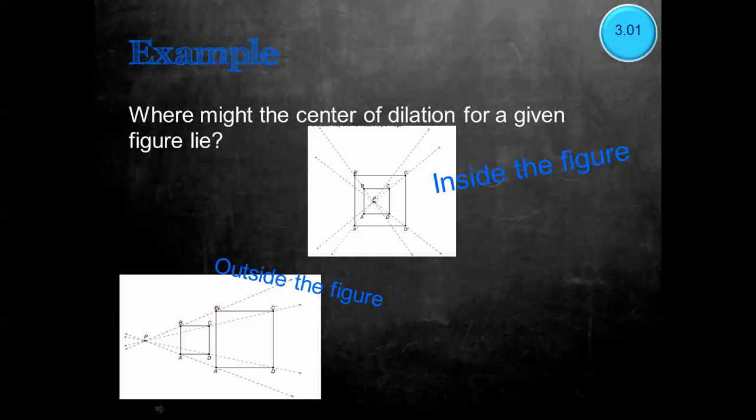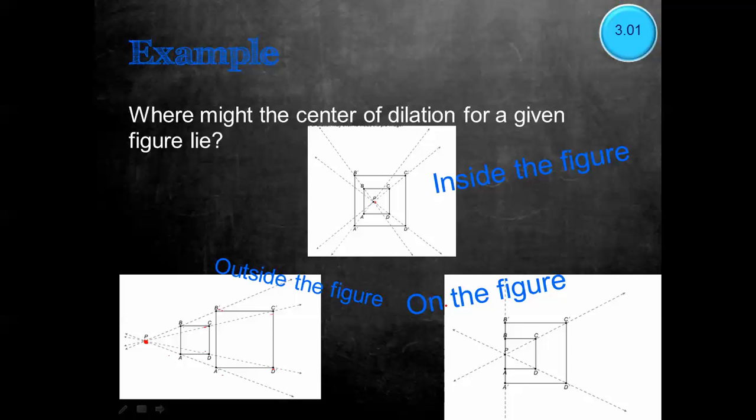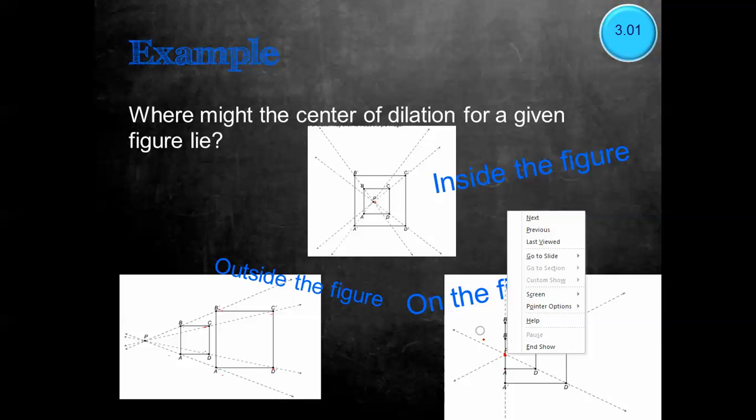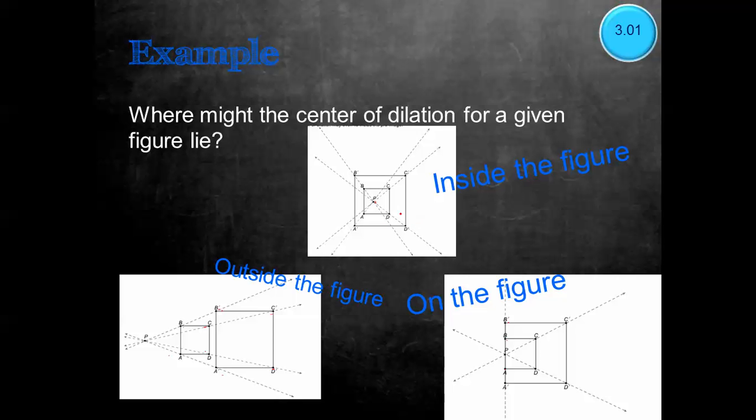So in this case right here, when we draw the lines through B, C, D, and A, the point here, P, is on the outside. And then it can also lie on the figure. So here, if you notice, B and A, they're all on the same line, right? So if we look here, when we draw the lines through A, B, C, and D, the center of dilation actually ends up on the figure. So these are the 3 places where we can end up for a center of dilation: inside the figure, outside the figure, and on the figure.